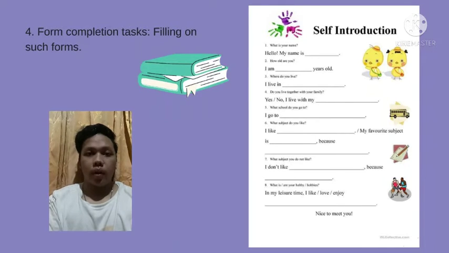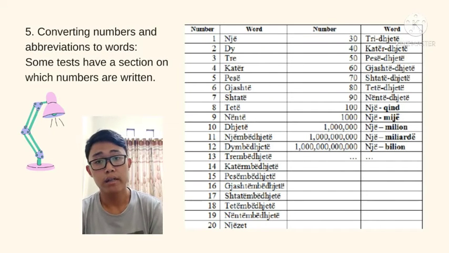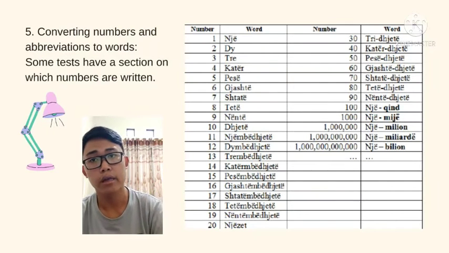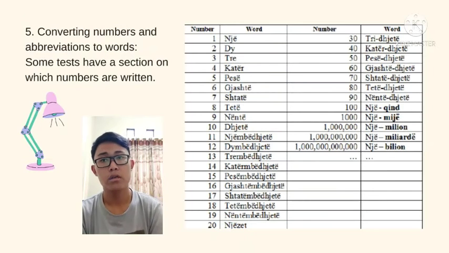After that, we have form completion task. Filling in such forms, so students learn to fill in forms with their identity, such as introducing themselves. The next is converting numbers and abbreviations to words.